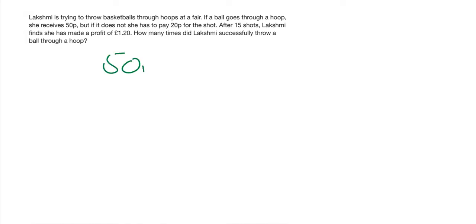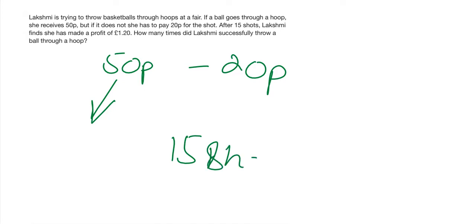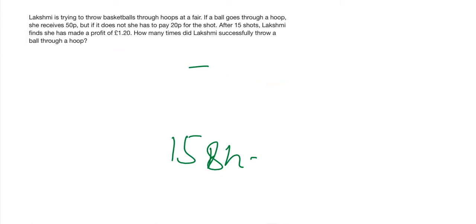Let's take this. Small p represents pennies. If the ball doesn't go through, she has to pay 20 pennies for the shot. If it makes it up through the hoop, she will receive 50 pennies, but if she doesn't, she has to pay back 20 pennies for the shot. After 15 shots, Lakshmi finds she has made a profit of euros. No, that's not euros, that's pounds. Now we again have to make the equations.